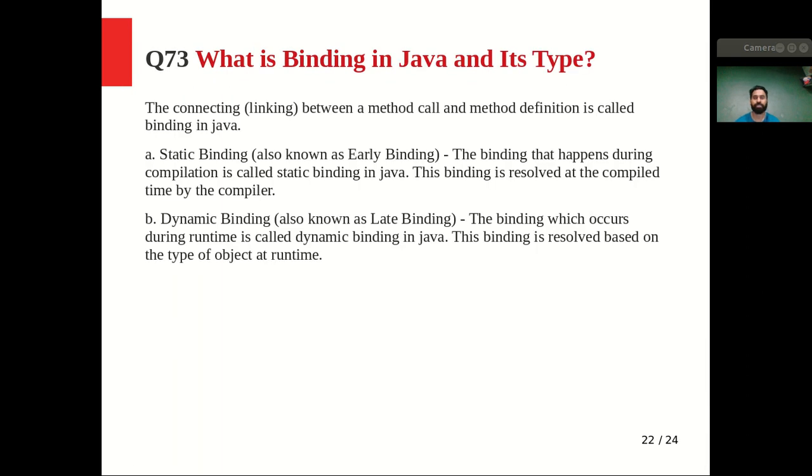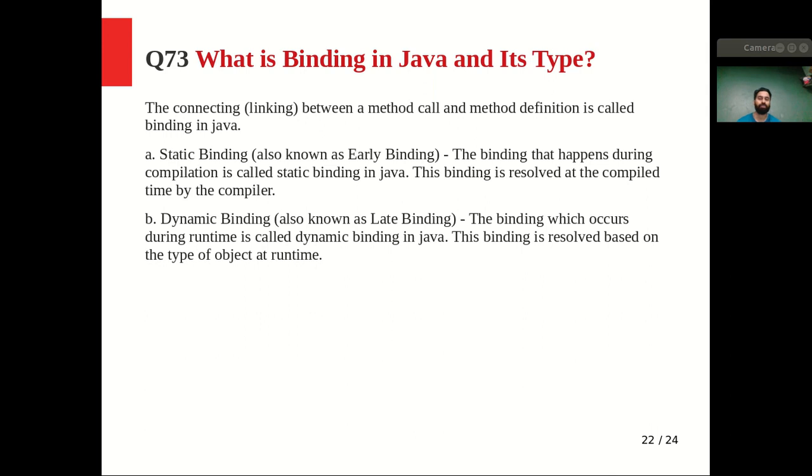The next question is, what is binding in Java? Earlier we discussed the binding term. Now let's see the meaning of binding in Java and its types. You may get this question: what do you mean by binding? Binding means the connecting or linking between a method call and a method definition. That linking is called binding in Java.